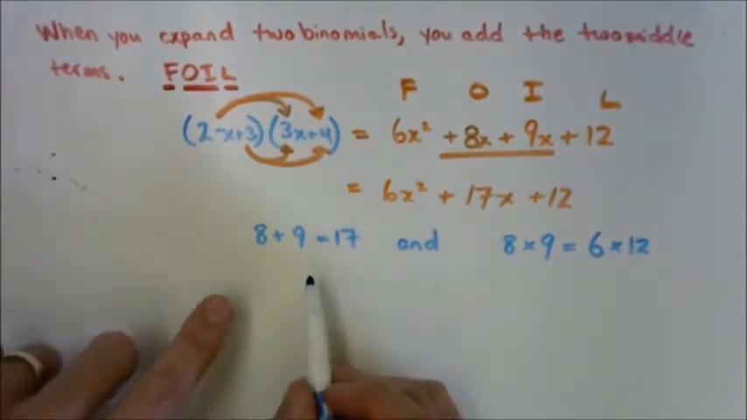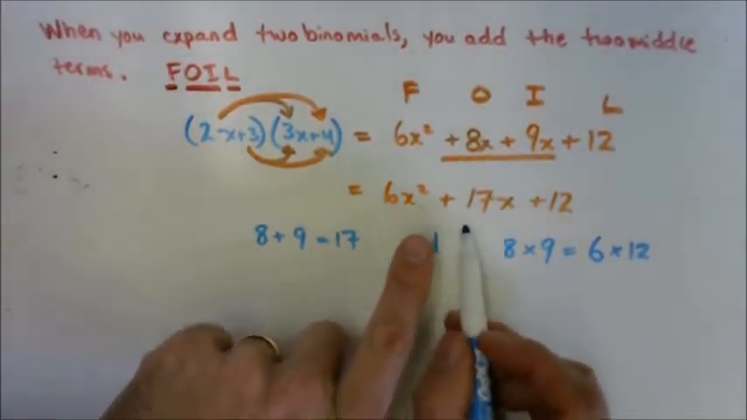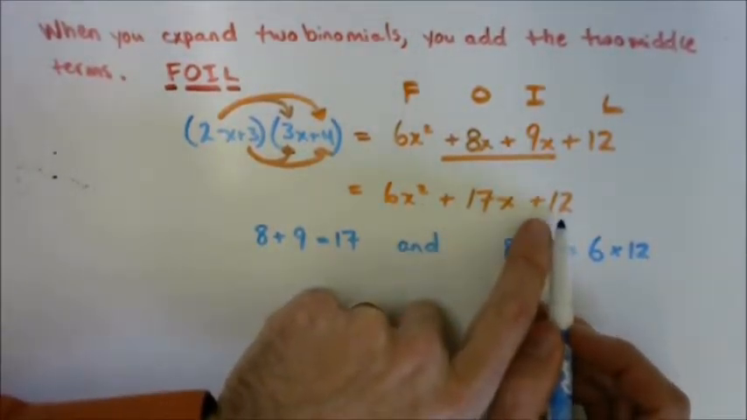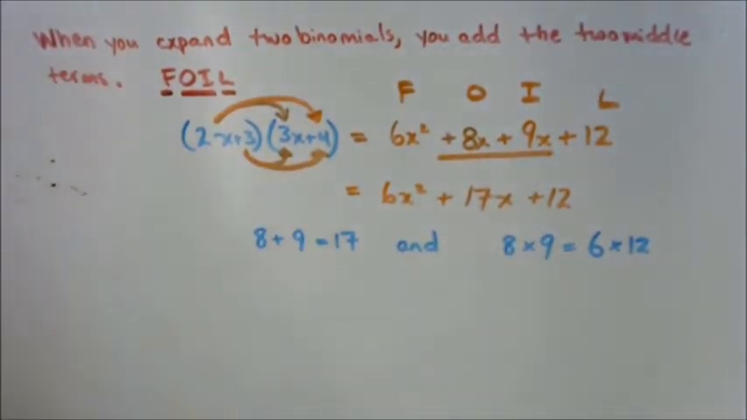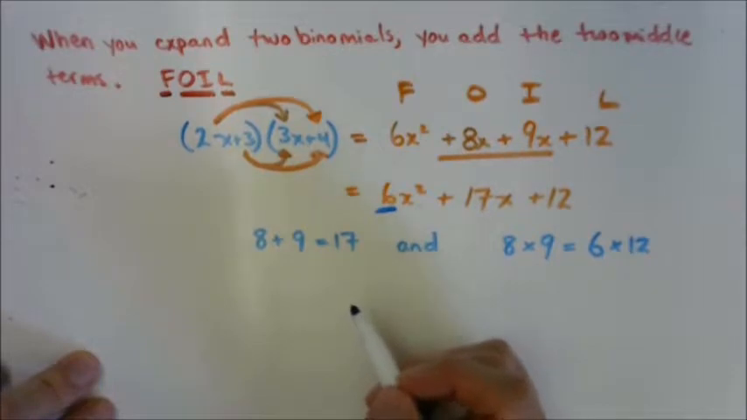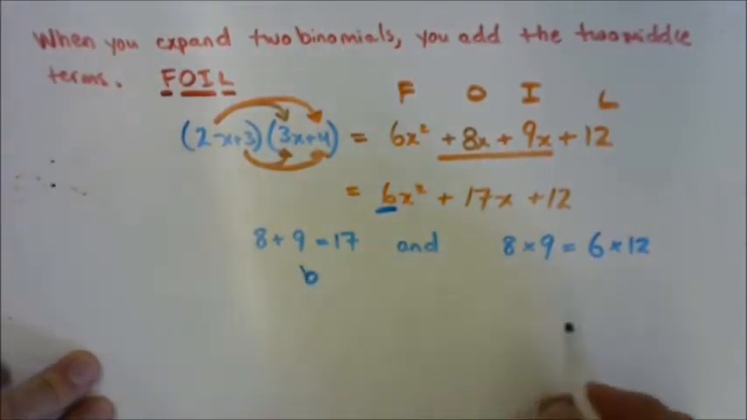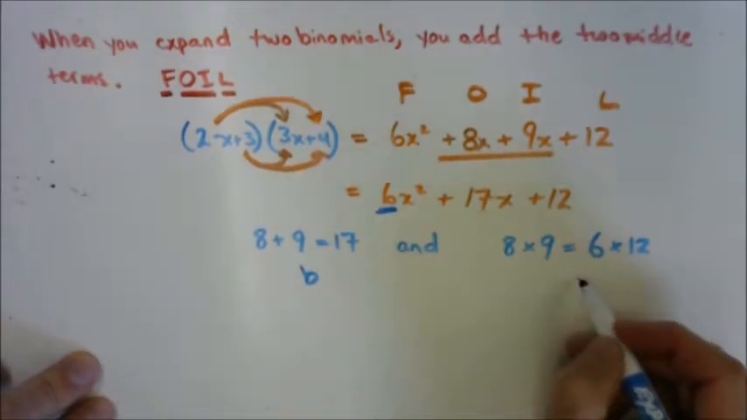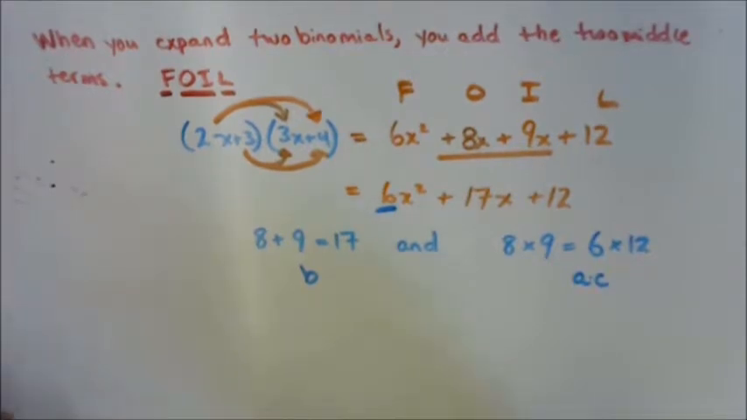So when we did sum and product, we said that the two middle terms would add to 17 and they'd multiply to just 12. But this time we're saying that they're going to multiply to 6 times 12. Well, where did that 6 come from? Here in the beginning. 6x squared. Yeah, the 6 comes from here. So now we're not just adding to the coefficient b and multiplying to the coefficient c, we're multiplying to the coefficient a times c. So it's still sum and product, but there's going to be an added step involved.